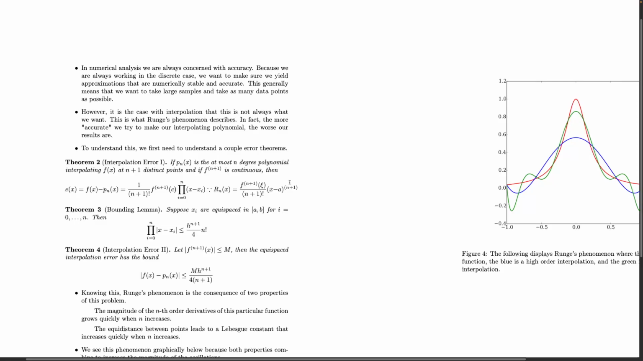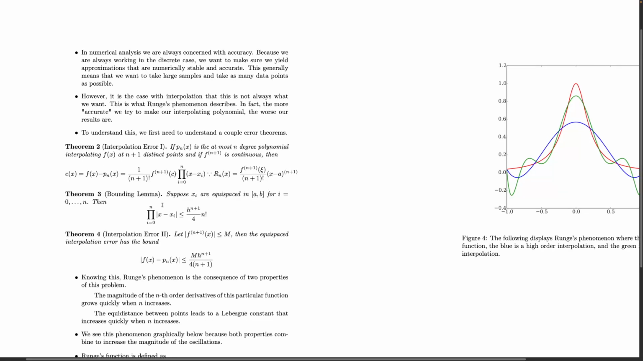Okay, so good. Now we understand how error works in a general sense. Now we want to mention something called the bounding lemma. Suppose that the x sub i are equispaced in the interval a to b for i in the set 0 to n. Then the product, pi, of the absolute value of x minus x sub i should always be less than or equal to h to the n plus 1 over 4 times n factorial. This is not an n plus 1 derivative term anymore; h is our step. You've probably seen h defined as b minus a over n. I think it's the mean or the median, but that's what that is in this case.